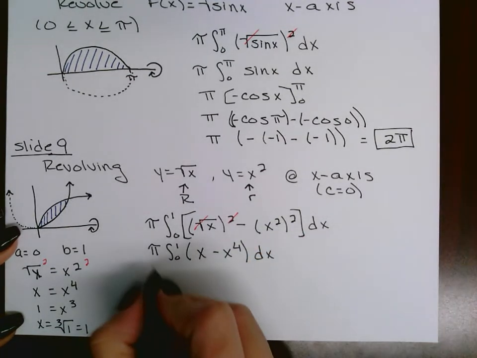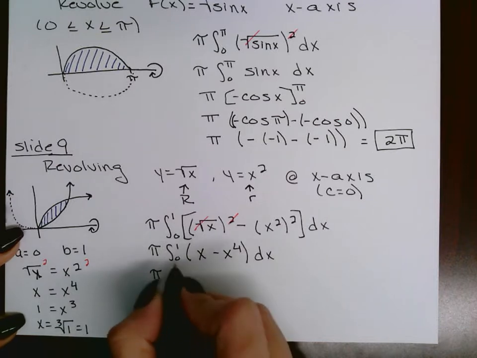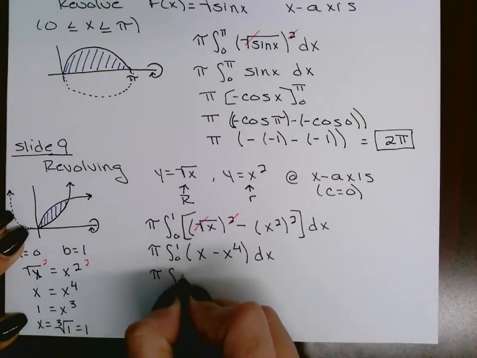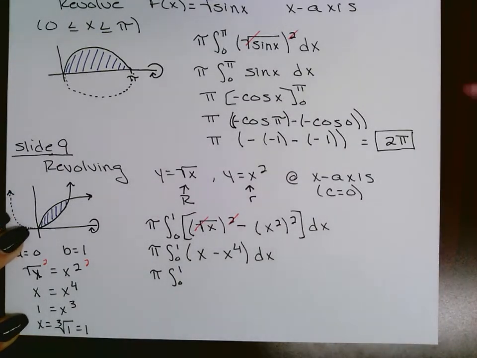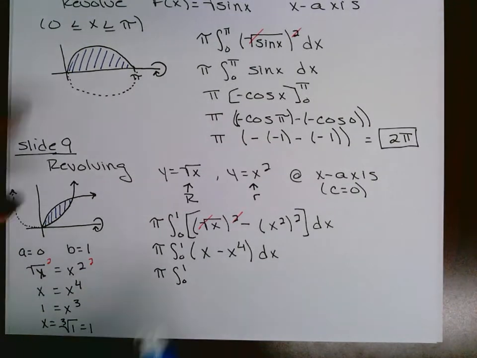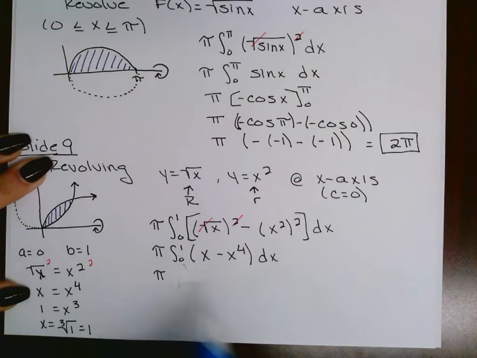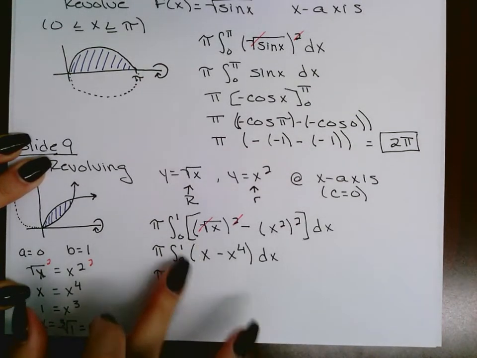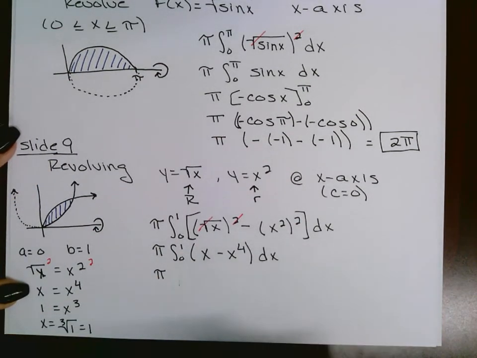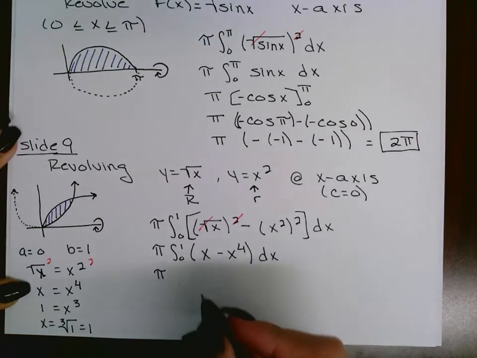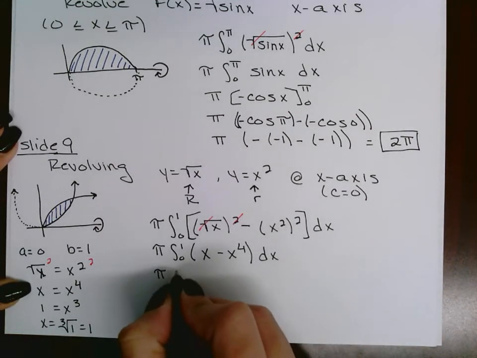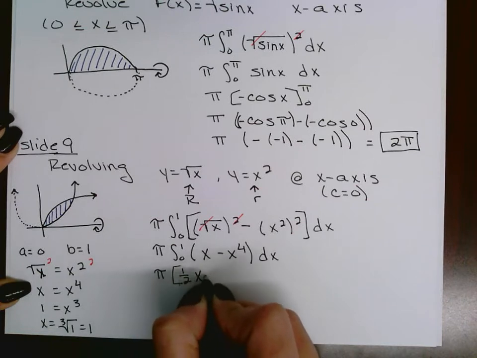And now this is a pretty easy integration. Common mistake is forgetting the pi. Usually they give a point for the pi, a point for the functions and their antiderivative, a point for finding a and b, and then a point for the final answer. Yeah, they give a lot of points on these.